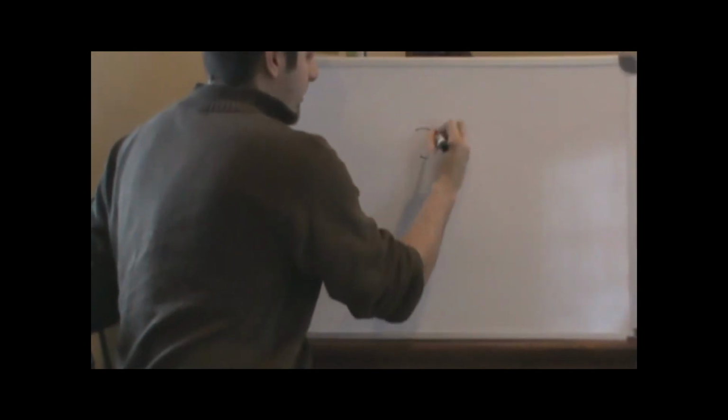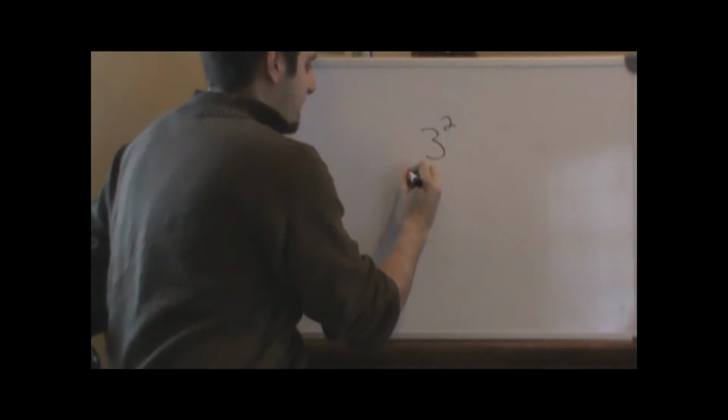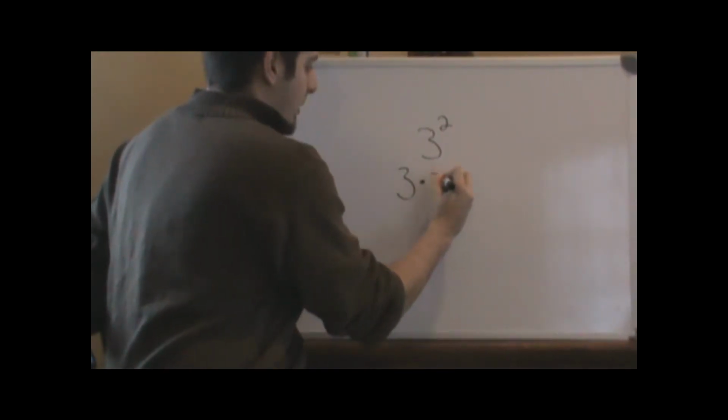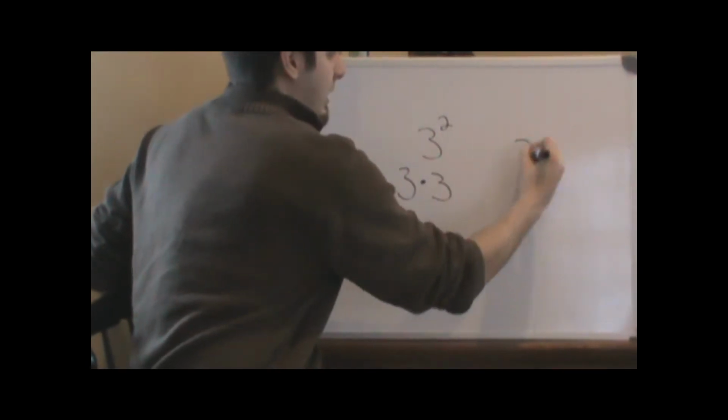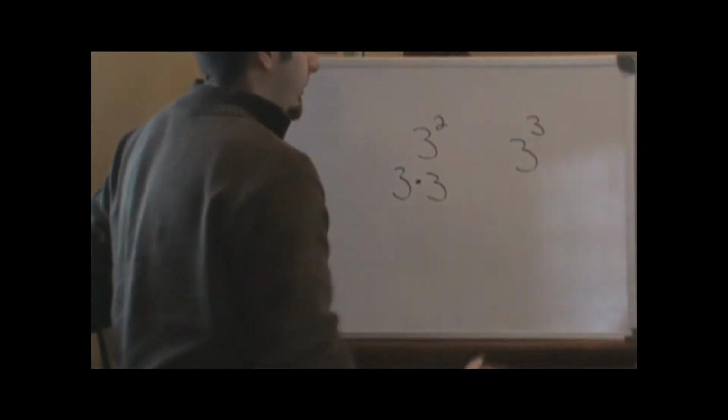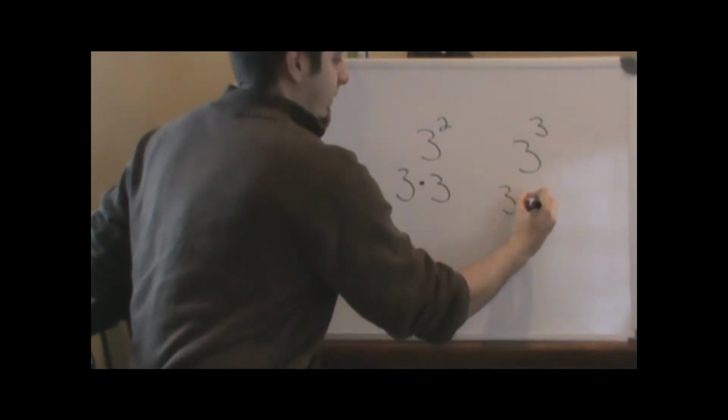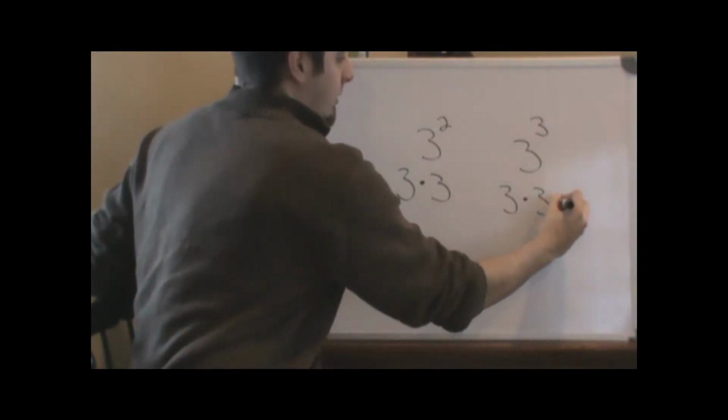So to start, how do you find the value of a negative exponent? To answer that question, we need to look at positive exponents first. If you take a look at 3 to the second power, we hopefully remember that that means 3 times 3. Then we have 3 to the third power, which means 3 times 3 times 3.